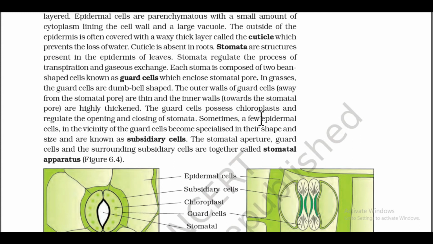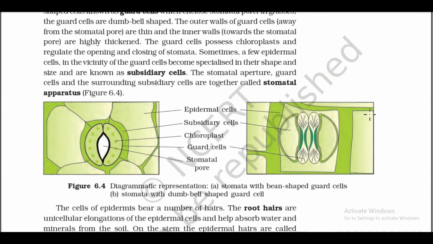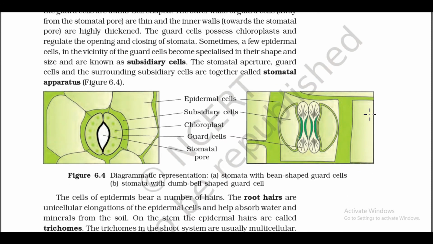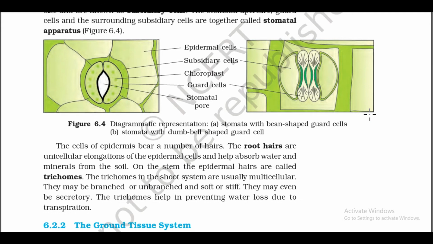Sometimes a few epidermal cells in the vicinity of guard cells become specialized in their shape and size and are known as subsidiary cells. The stomatal aperture, guard cells and the surrounding subsidiary cells are together called stomatal apparatus. Figure 6.4, diagrammatic representation. A. Stomata with bean-shaped guard cells. B. Stomata with dumbbell-shaped guard cells.